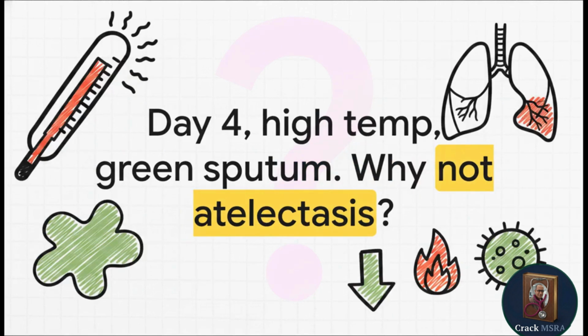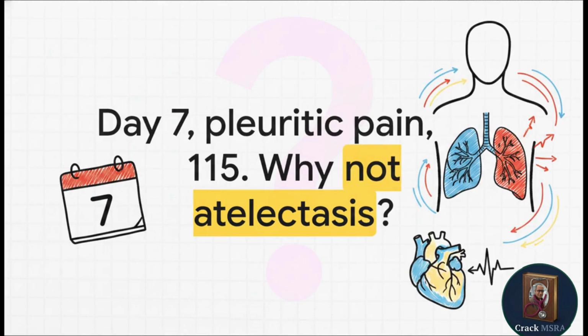Question 3. It's post-op day 4. The patient has productive green sputum, a temp of 38.5 degrees Celsius, and bronchial breathing at the right base. Why is basal atelectasis incorrect here? Got it? It's because those specific features, the high fever over 38 degrees and the purulent sputum, point straight to hospital-acquired pneumonia instead.